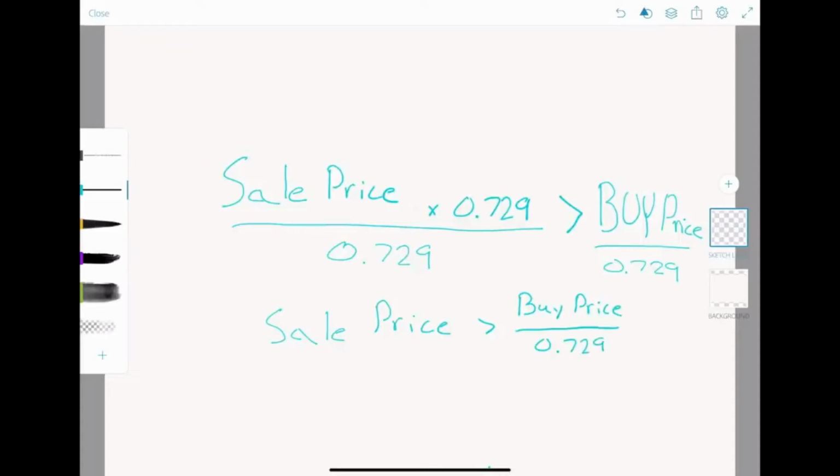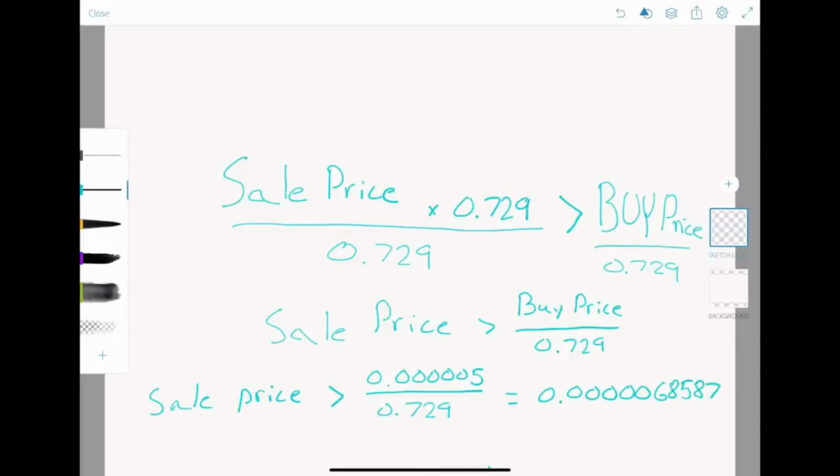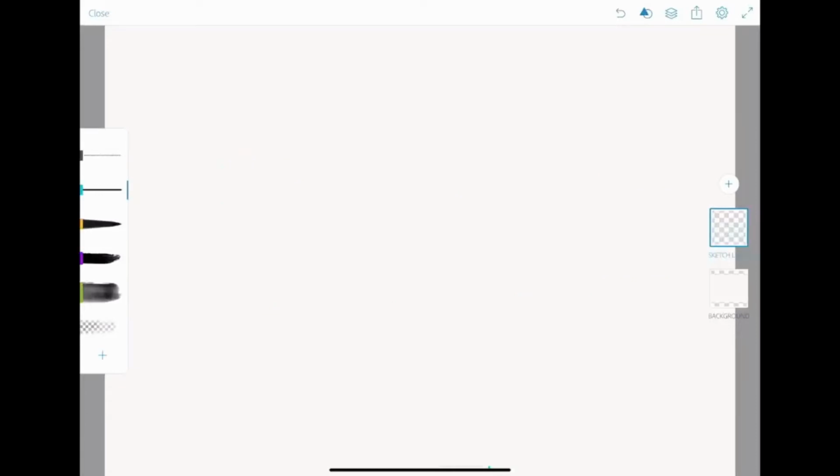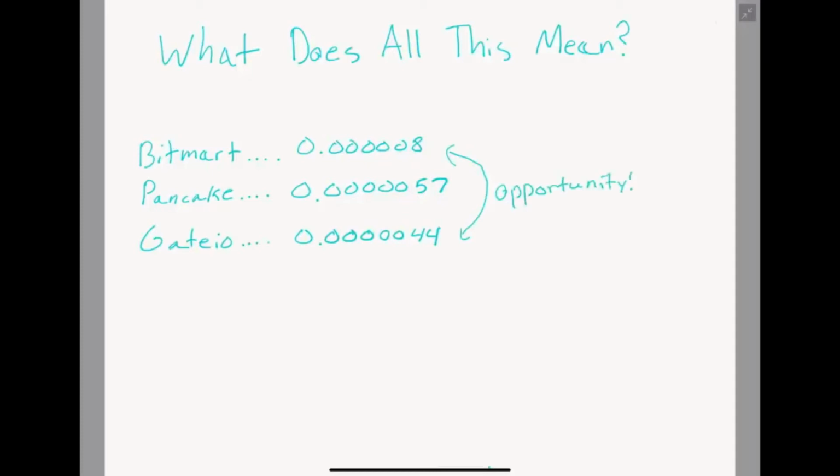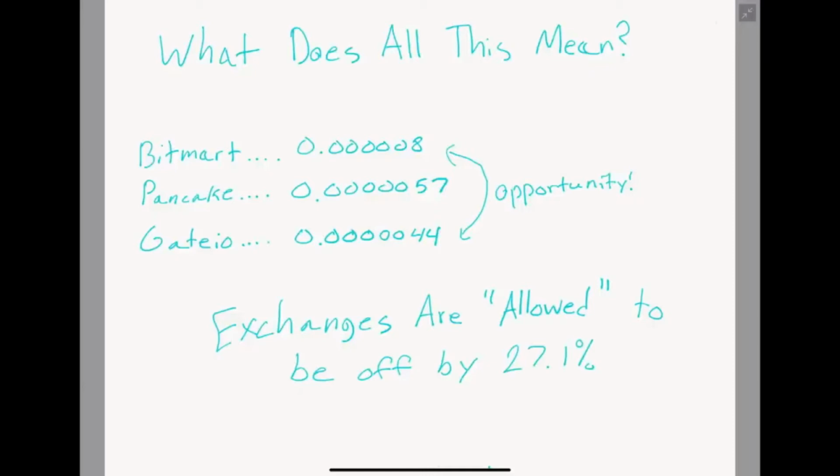So let's divide the Pancake swap price of 0.00005 by 0.729 and we will get the answer of 0.000068587. If the price is anywhere above this point, we can expect to make a profit. What this means is there are no arbitrage actors equalizing the price of Safemoon between markets unless one exchange's price is around 1/3 more expensive than another, which has happened before.